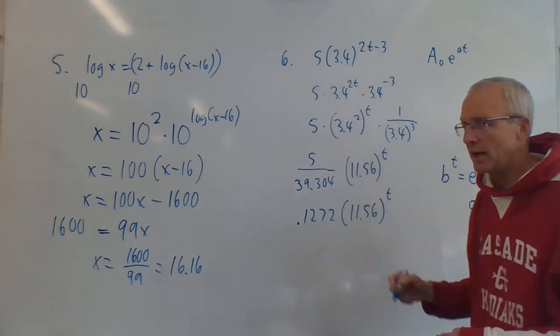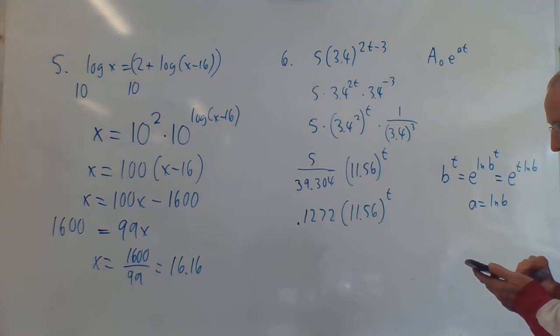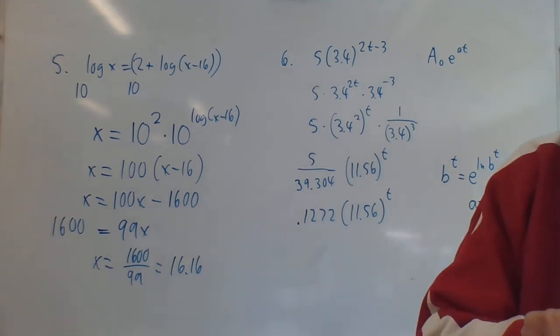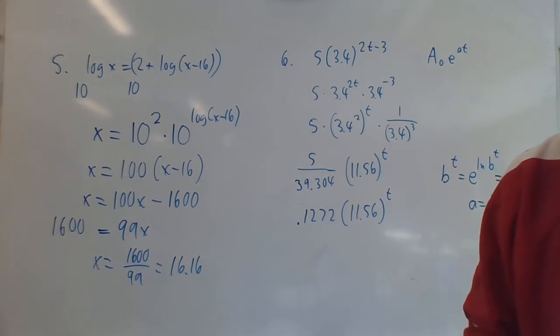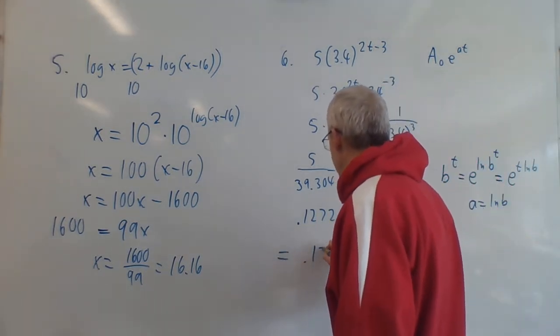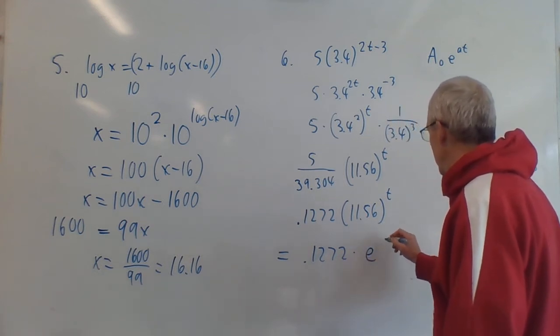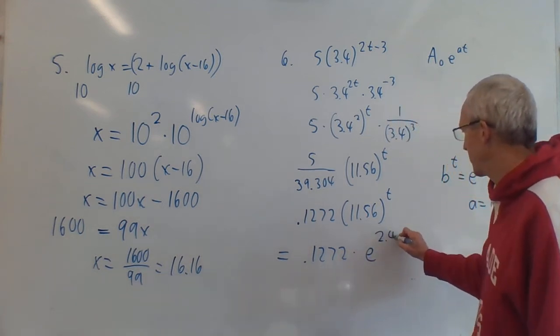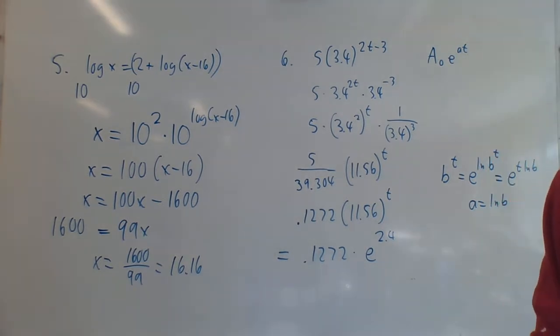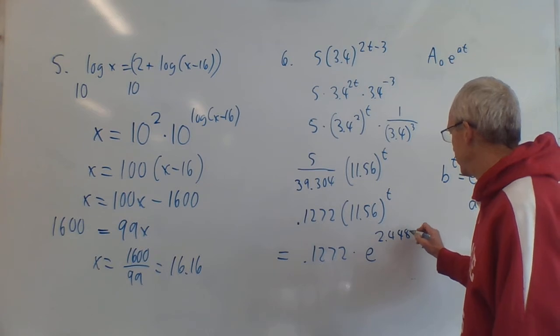So I just take the natural log of that, 11.56, take the natural log of that, I get 2.44, it goes on forever. Not a good way to round off, 2.44755. Let's say 2.448. So this is the same thing as 0.1272 times e to the 2.448, roughly, t.